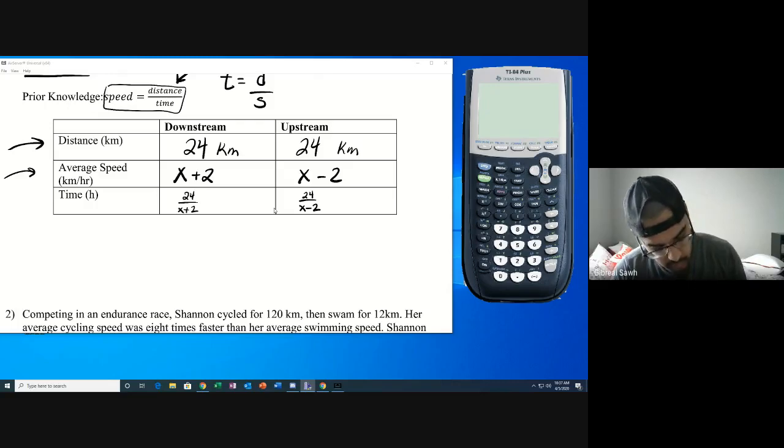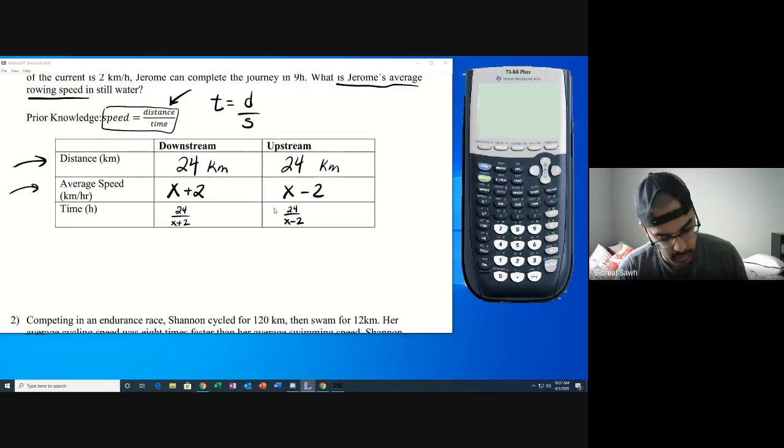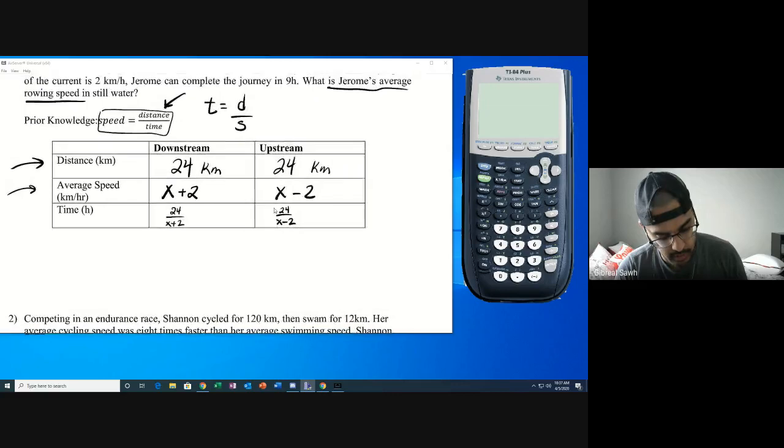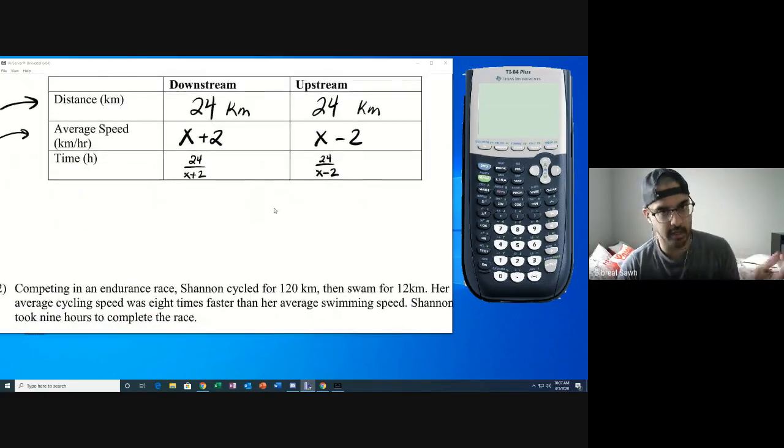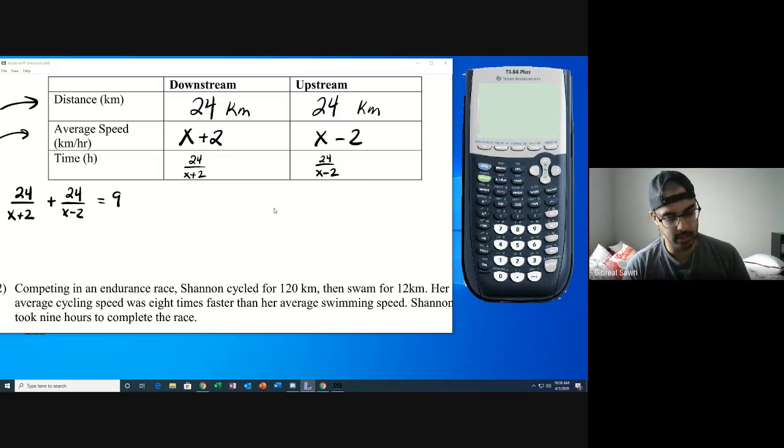Now, we were told the total trip, downstream and upstream, took 9 hours. So if we take the times for each leg of the trip, downstream and upstream, add them together, in total that should be 9 hours. So if we do our 24 over x plus 2, that's downstream, plus the 24 over x minus 2, that's upstream, in total, that trip takes 9 hours. And this is the equation we're going to solve.